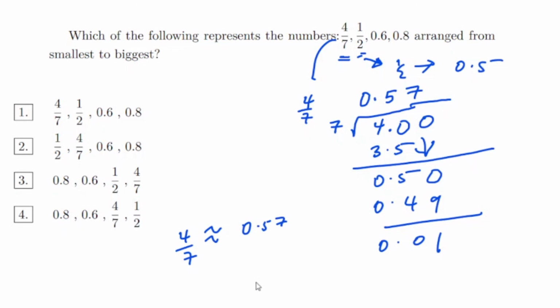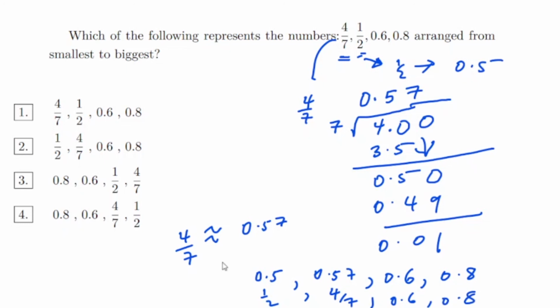0.57. So it looks as if the numbers arranged in order from smallest to biggest are 0.5, 0.57, 0.6, 0.8, and that is 1/2, 4/7, 0.6, 0.8. And so the correct arrangement of the numbers from smallest to biggest is this one.